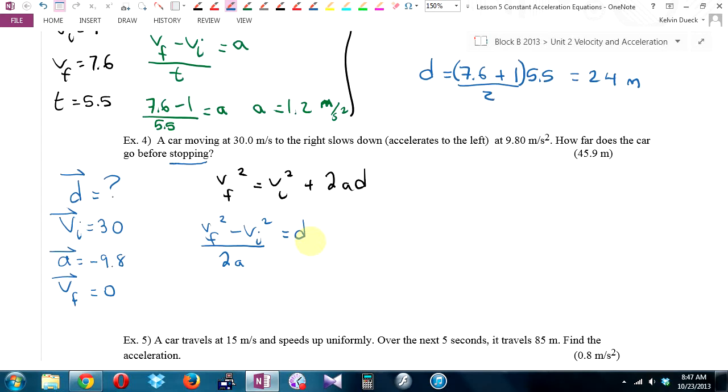Now we listed our data from the question. We found a formula. Next is to insert the numbers. So here we go. D equals... Brad, what's VF? 30. Sorry, 0. That's why I list my data, so I don't trip on my brain like that.